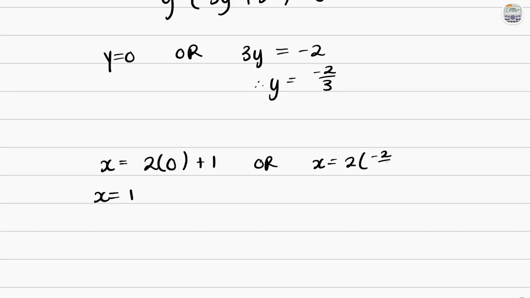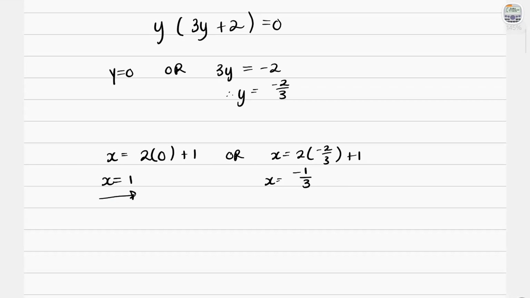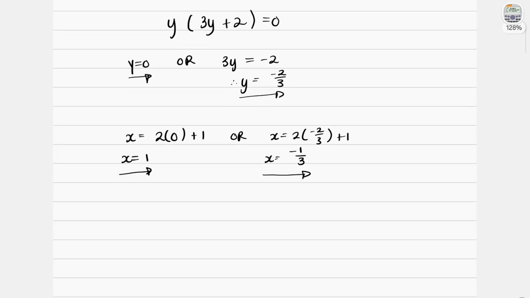So 2 times negative 2 over 3 plus 1. Okay, let's see. So that is just going to be negative 4 over 3, and the plus 1, we can just make the denominators the same and rewrite it as 3 over 3. So negative 4 plus 3 is negative 1, and so we have negative 1 over 3. So these are our values. When x is equal to 1, y is equal to 0, or x is equal to negative 1 over 3, and y is equal to negative 2 over 3. And that is our answer. Moving on to the next question.